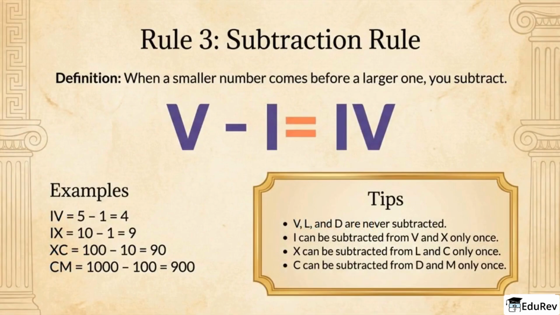The subtraction rule works when a smaller symbol is placed before a larger one. Then you subtract the smaller from the larger. Common examples are IV for 4 and IX for 9. Keep in mind that only certain symbols can be used in subtraction. I can precede V and X, X can precede L and C, and C can precede D and M. Also, V, L, and D are never used in subtraction.